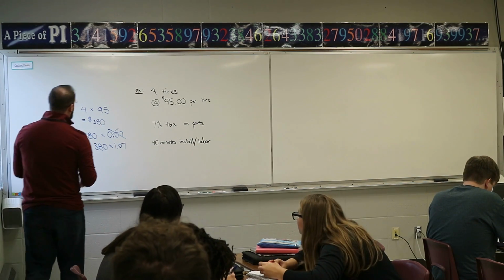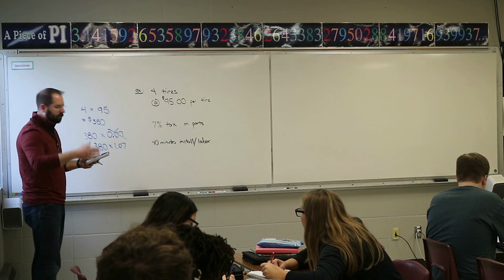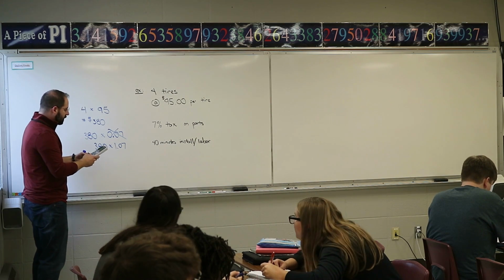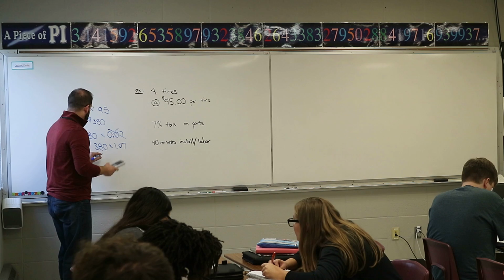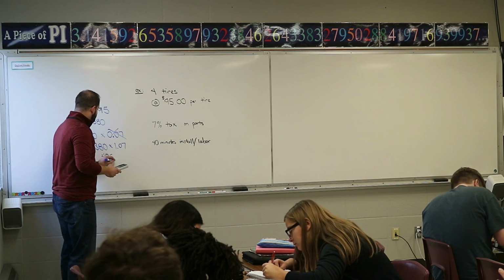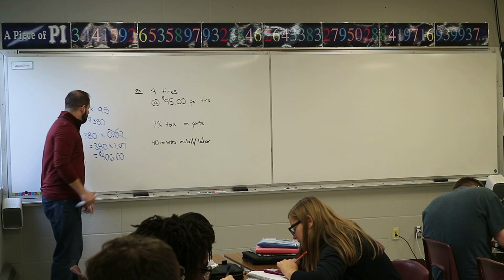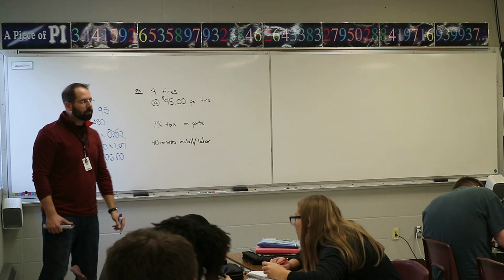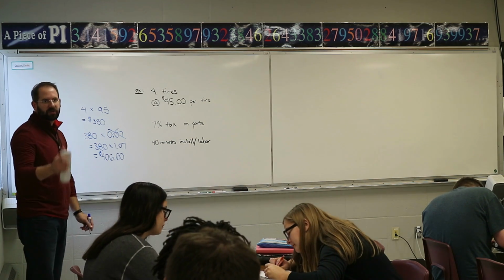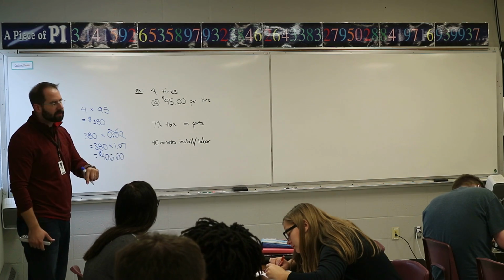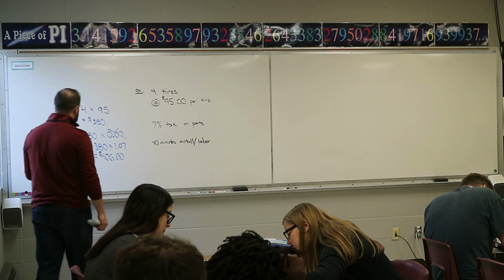If you put a 1, that's 100% plus 7% extra. So 1.07 times 380 is $406.60. Boom. Okay, there's our total price for that tire. Now, we also have to add in labor. Labor doesn't get taxed. So that's just an extra fee that's on top.